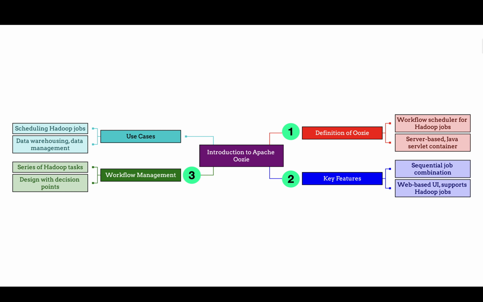3. Workflow management. Oozie workflows can define a series of jobs, each a specific Hadoop task. Workflows can be designed with decision points to control job execution paths. 4. Use cases. Oozie is used in scenarios requiring the scheduling of Hadoop jobs in a specific order, often dependent on the completion of previous jobs. It's widely used in data warehousing operations, data management tasks, and complex data processing pipelines.